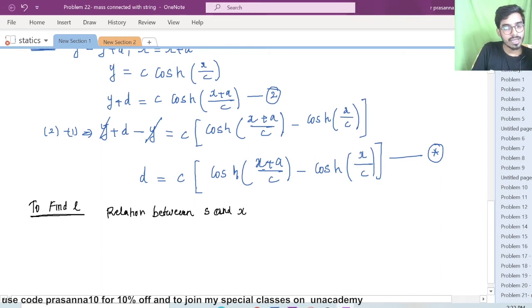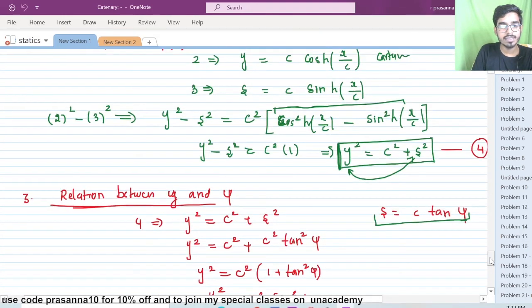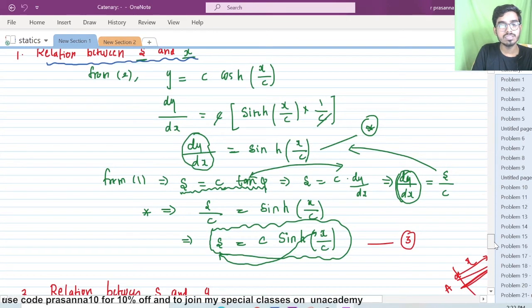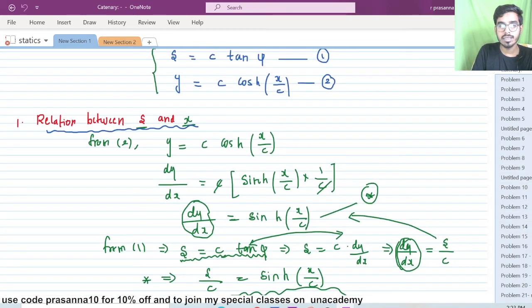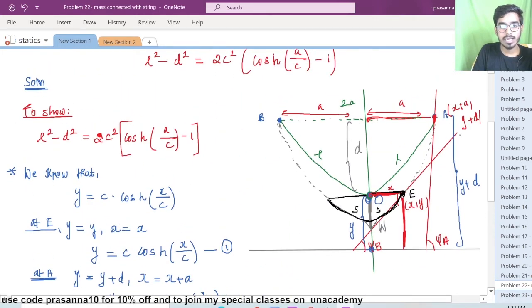We know the relation between s and x is s is equal to c times sinh(x/c). A very elementary relation, I'm saying this often; you just have to remember it. Now I'm going to apply this relation at both the points, at E and at A.